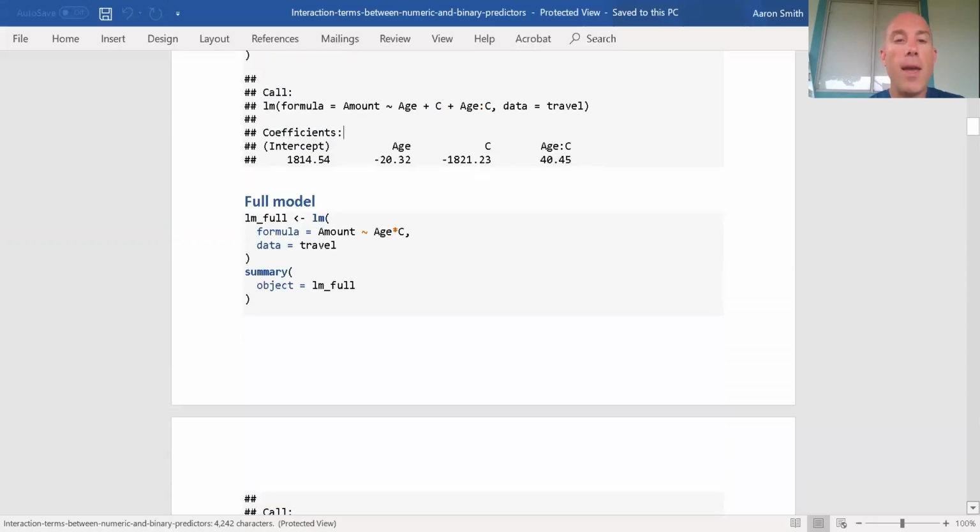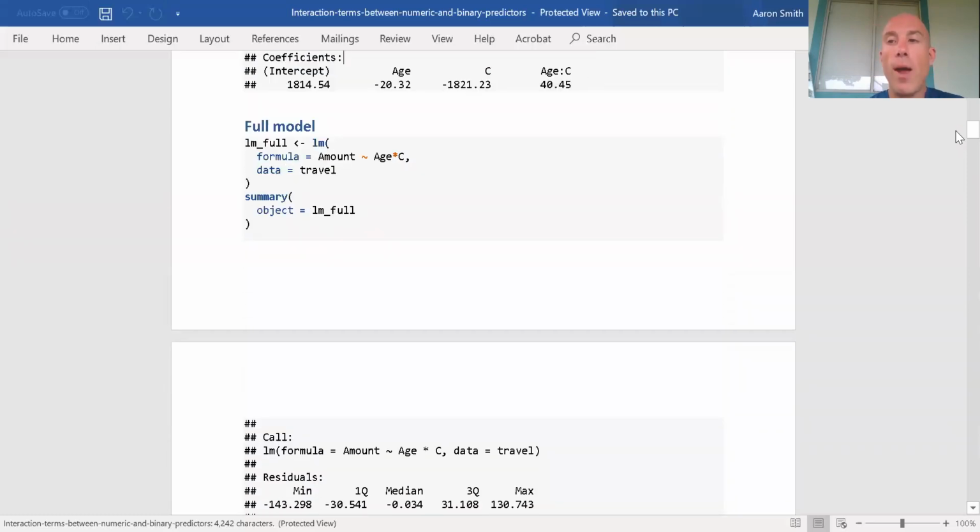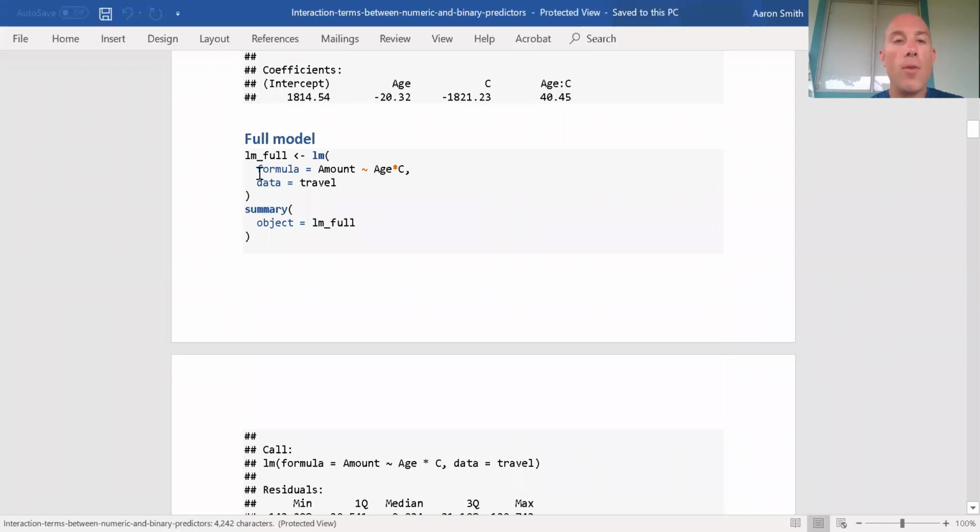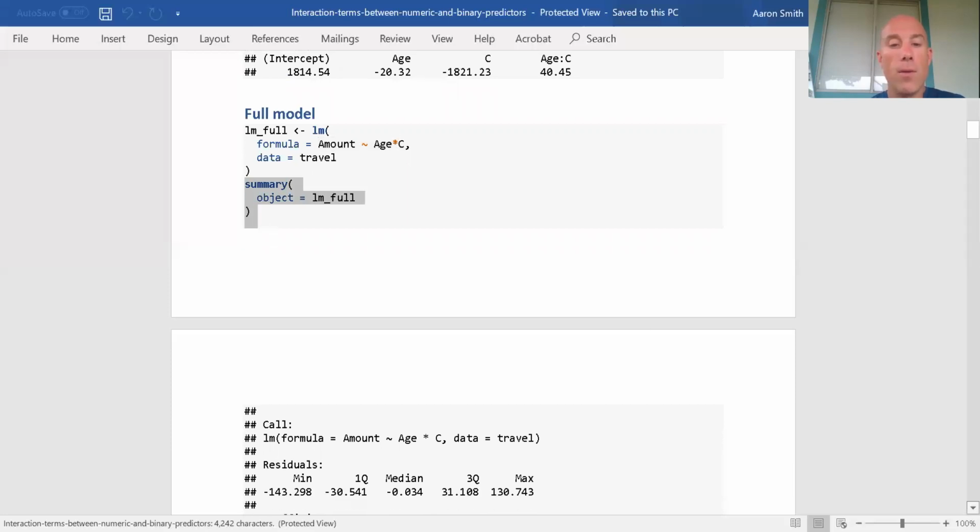Okay, so let's go ahead and build a full model with interaction terms. So all I'm going to do is say that my full model, linear model underscore full, is with the full equation, interaction and addition. And let's just go ahead and build the model. Let's look at the summary function result for it.